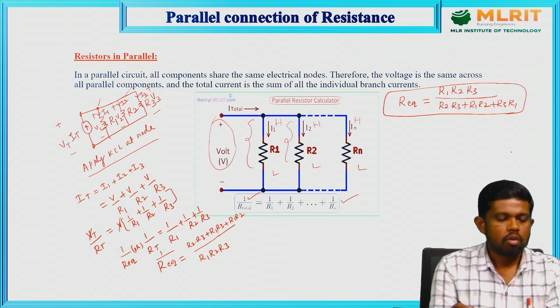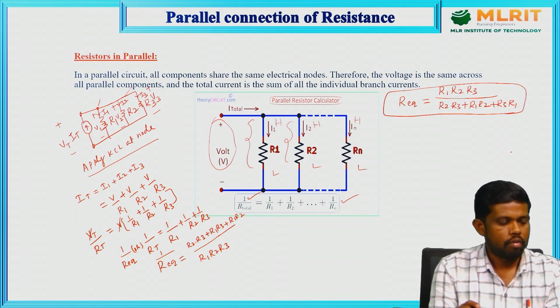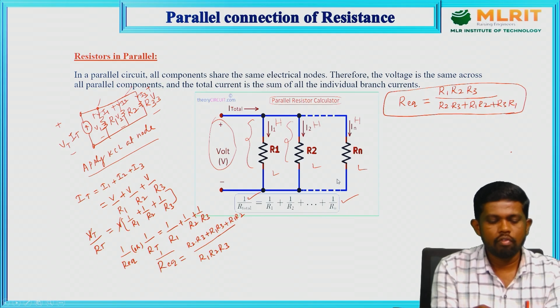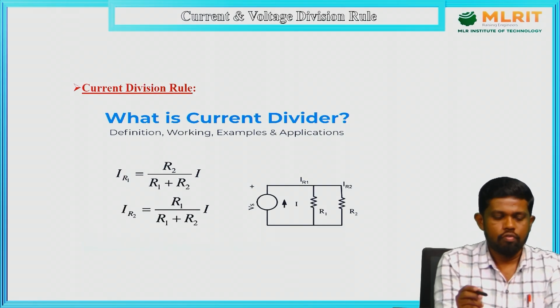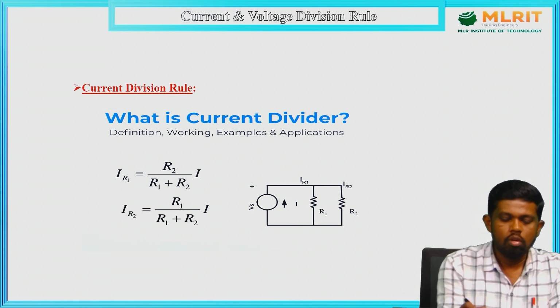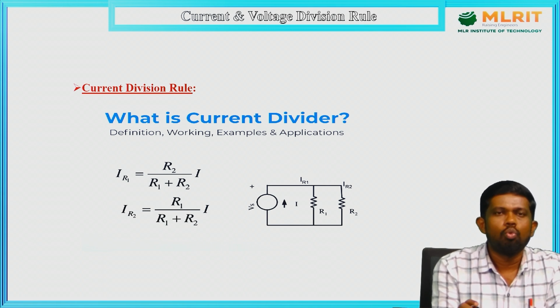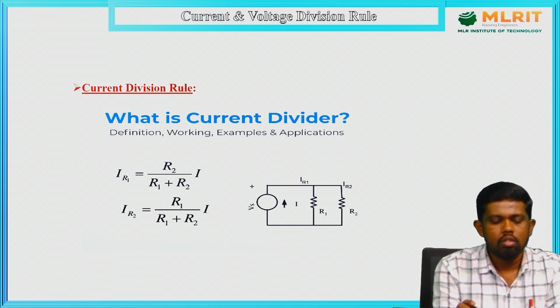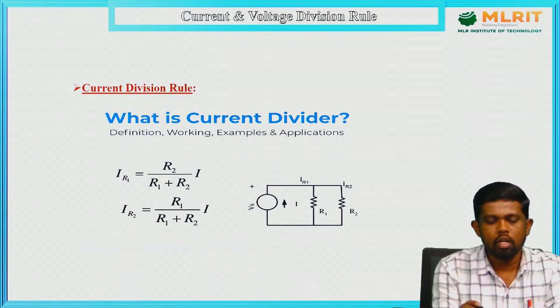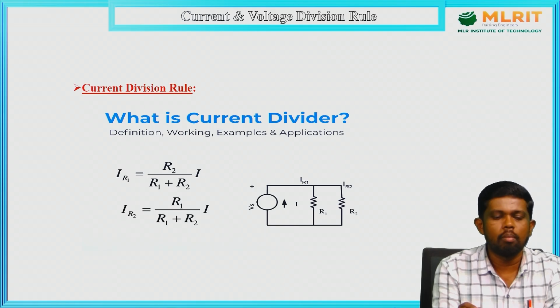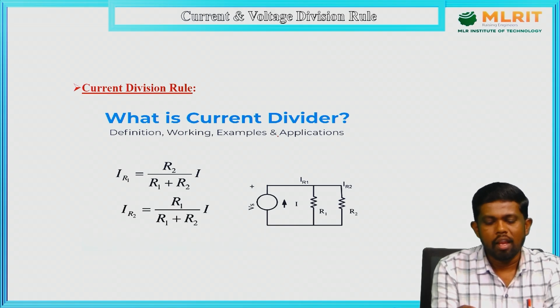Then we also need to discuss the fundamental techniques, that is, the principles of different shortcuts: the voltage and current division rules. First we discuss the current division rule. Wherever the current divides, we can apply this rule. The current division happens in parallel circuits only, which is why the current division rule is applicable for parallel circuits.